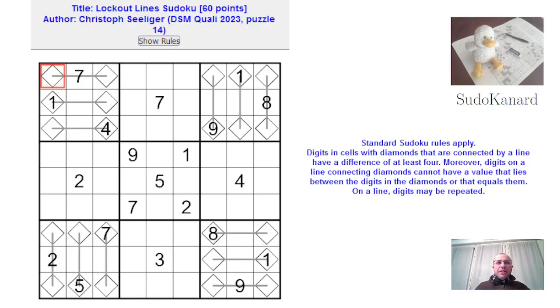We're here to solve this lockout line Sudoku by Christoph Seeliger for the qualifying round of the German Sudoku Championship. So the special rule of lockout line is that whenever you have two cells with a diamond linked by a line, then the difference between the corresponding digits must be at least 4, and this digit must not be between those. So this is the opposite of between lines.